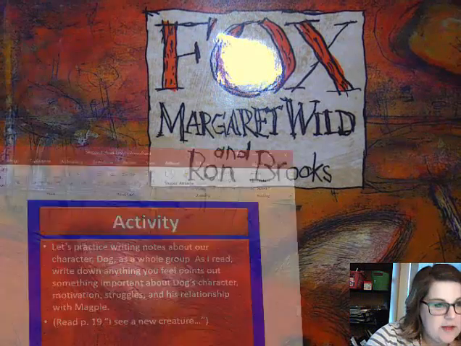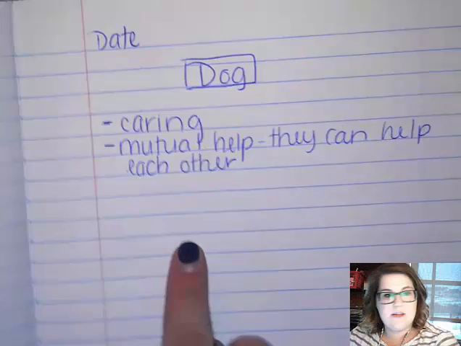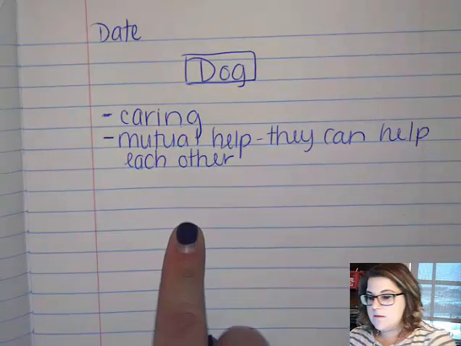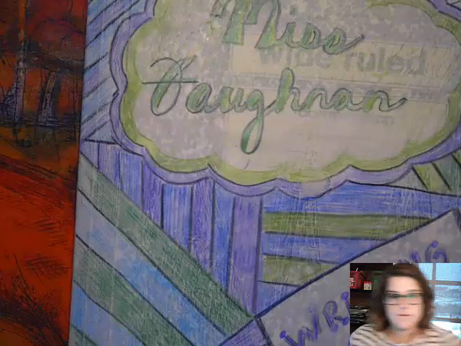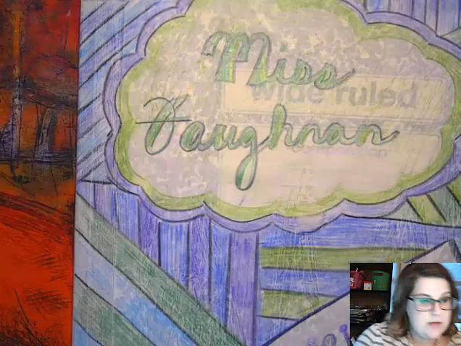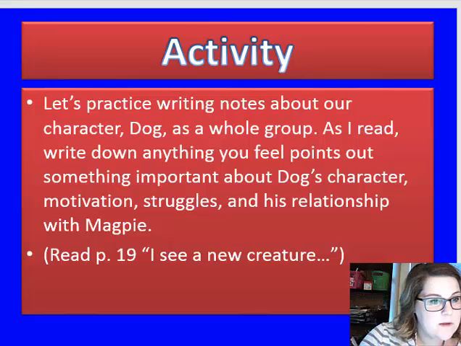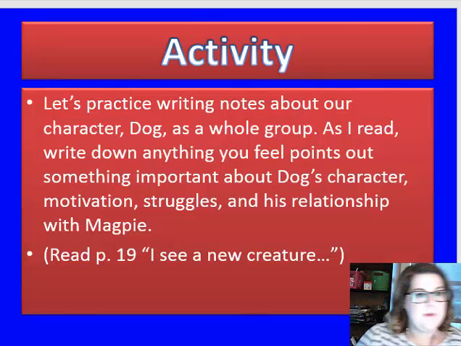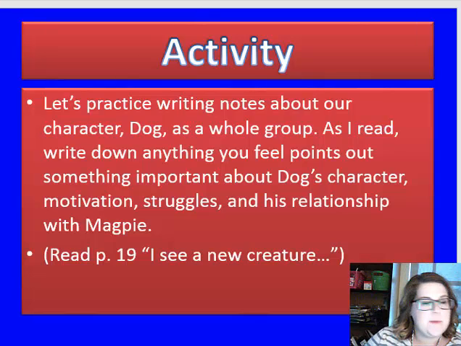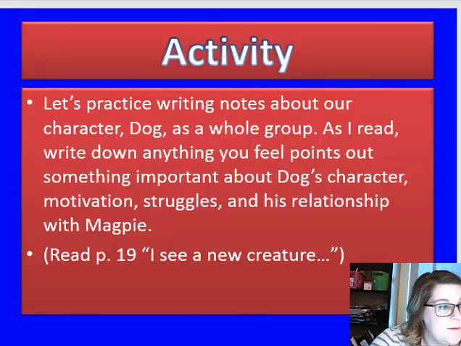So in those sections there, is there anything that you can add to your notebook? If so, please add it underneath our notes here. You can press pause if you need to. So now that we have some new notes set up, maybe you talked about Dog's character, maybe you talked about his motivation, some struggles, maybe even his relationship with Magpie.